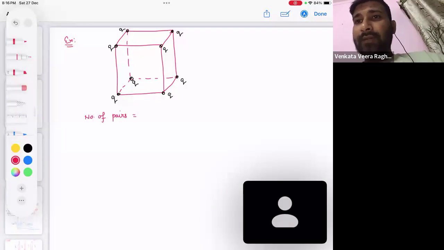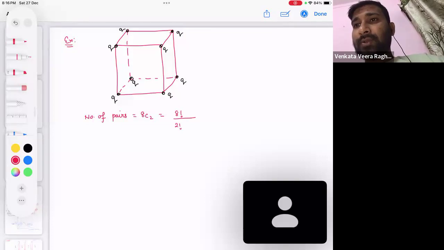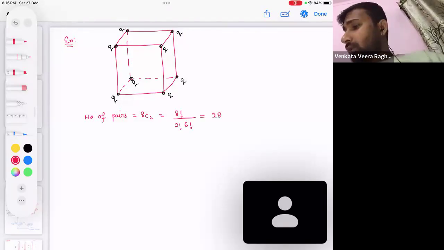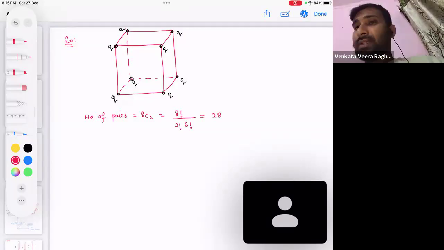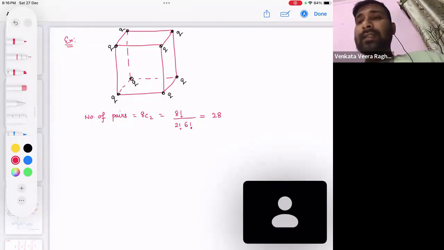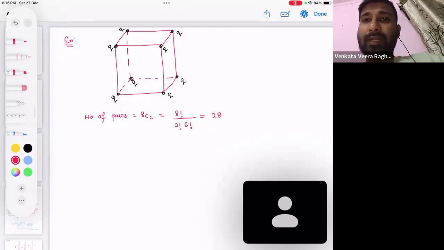The number of pairs is going to be 8C2. That means factorial 8 by factorial 2 into factorial 6. If you calculate it, 28 pairs are going to be there. So we are going to have 28 terms in total. Let's write it in such a way that we do not miss any. We are not going to write all 28 terms at once, so let's write them one by one.